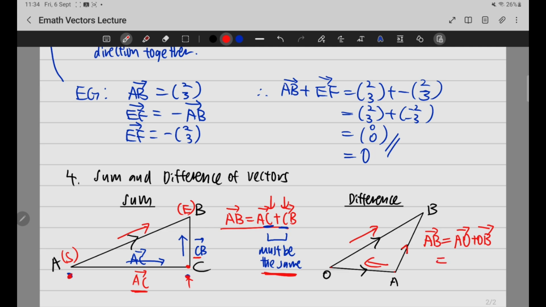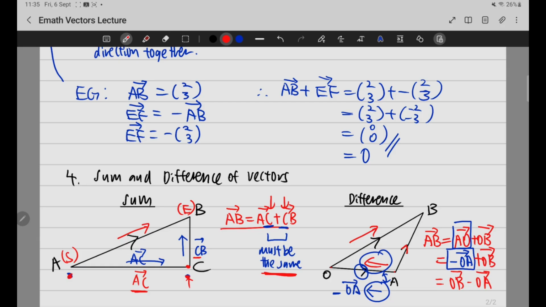But at the same time, I know that AO is just negative OA. These two are exactly the same. Because you see, OA is this direction, therefore negative OA will be this direction, which matches this. They match, so they are exactly the same. So now I can express this as plus OB. That means it's just OB minus OA.